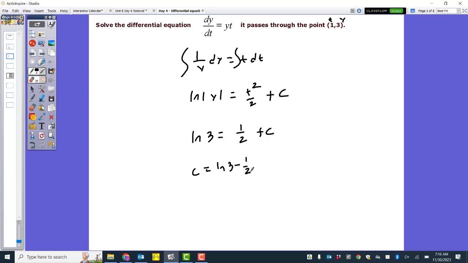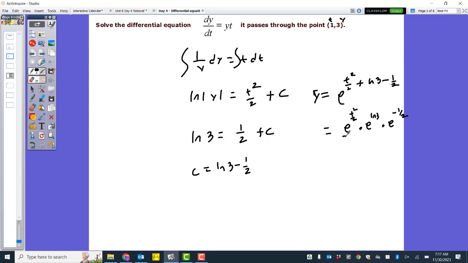All right, so now we're going to go and plug it back in and solve for y. So we have y equals e to the t squared over 2 plus natural log of 3 minus 1/2. And we can simplify this. This is e to the t squared over 2 times e to the natural log of 3 times e to the negative 1/2.